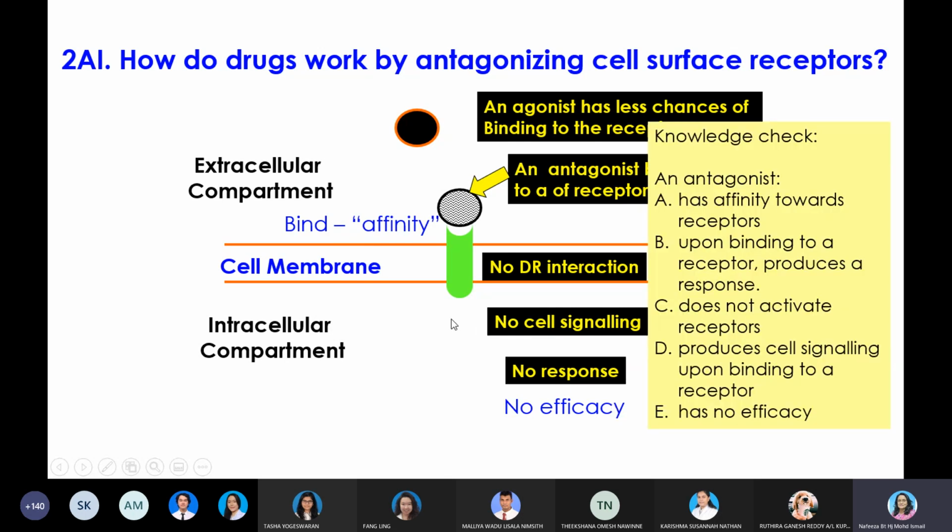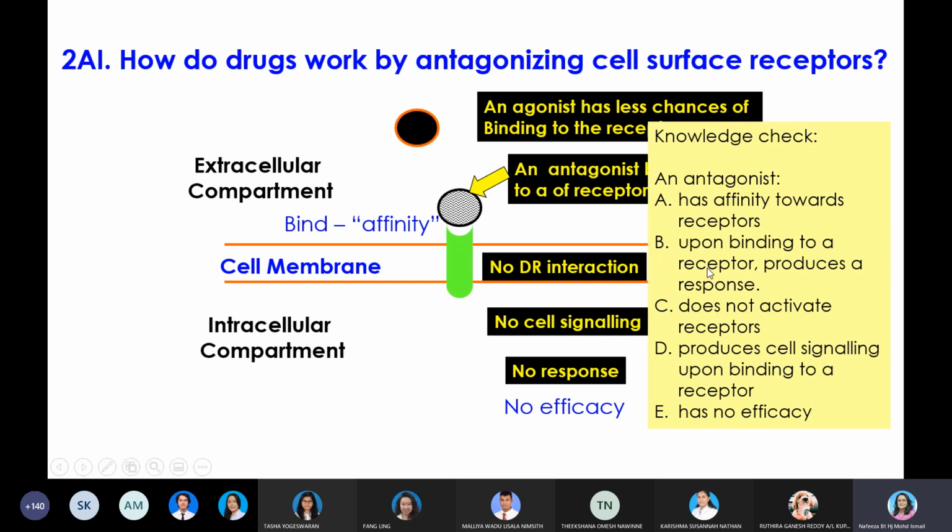Knowledge check. An antagonist has affinity towards a receptor, right or wrong? Right, because affinity just means whether they can bind or not. If they cannot bind, there is no affinity. An antagonist can bind, so it has affinity towards receptors.